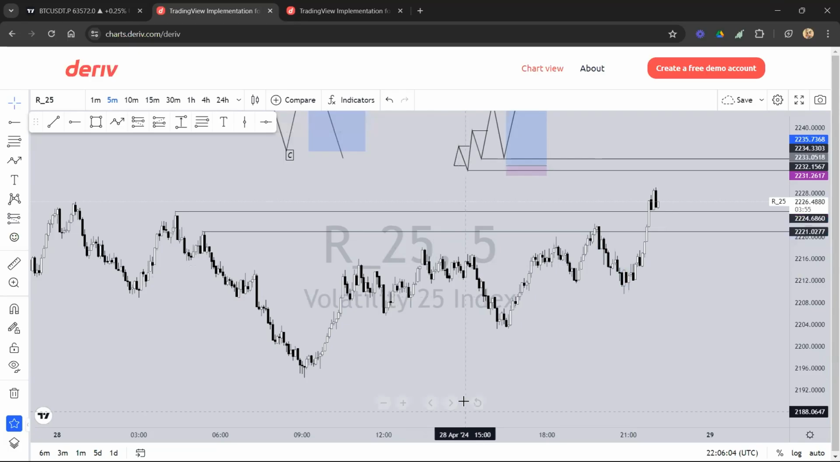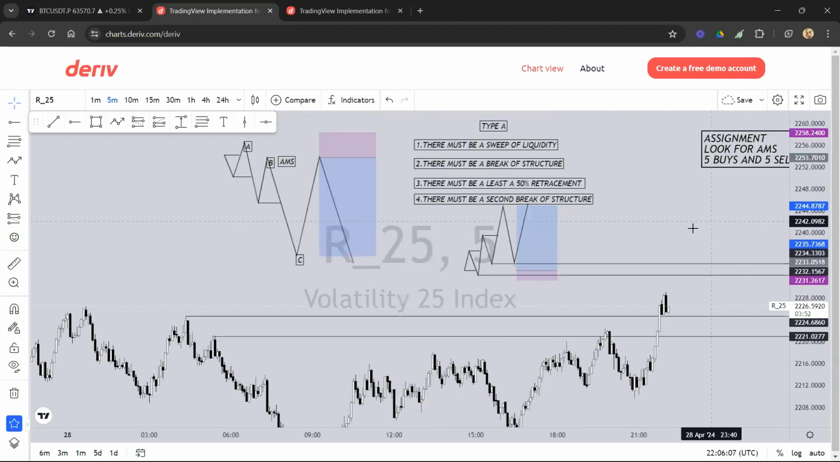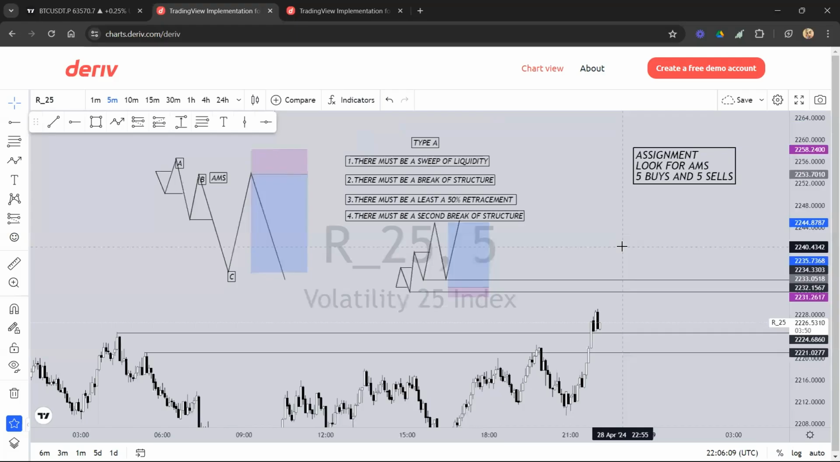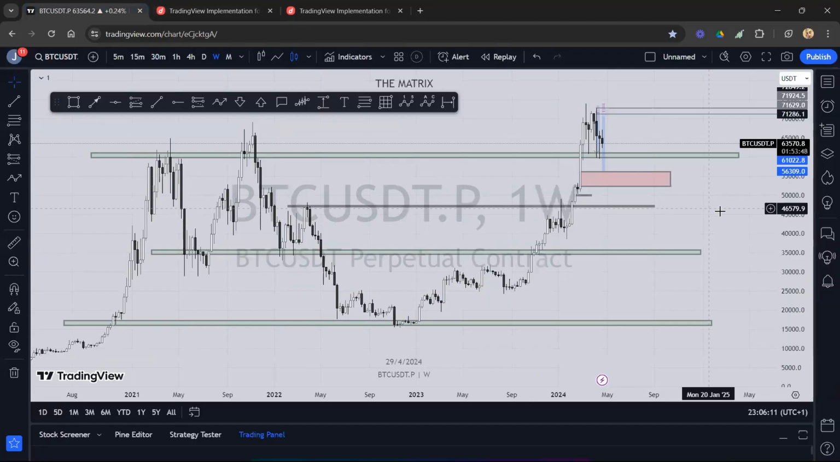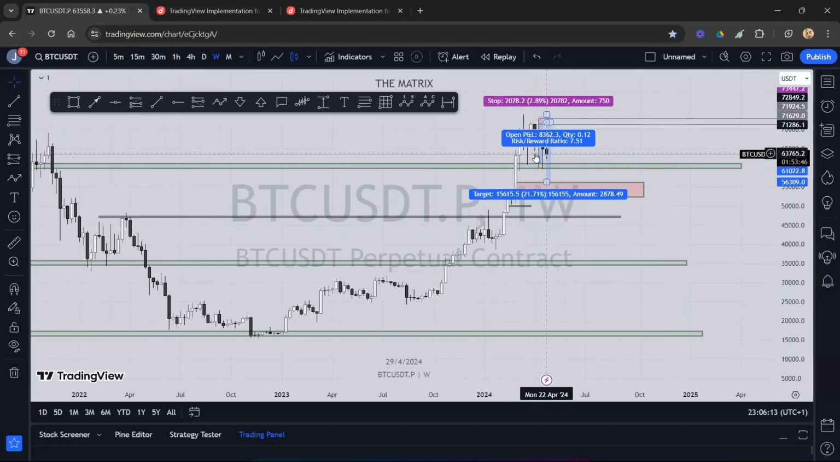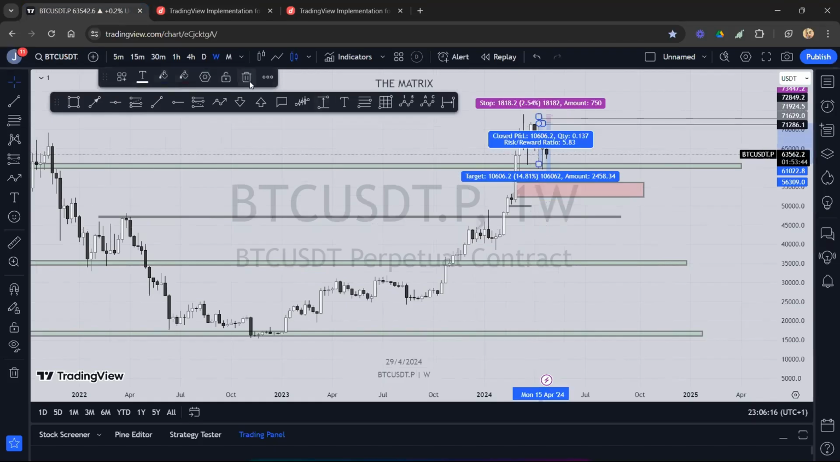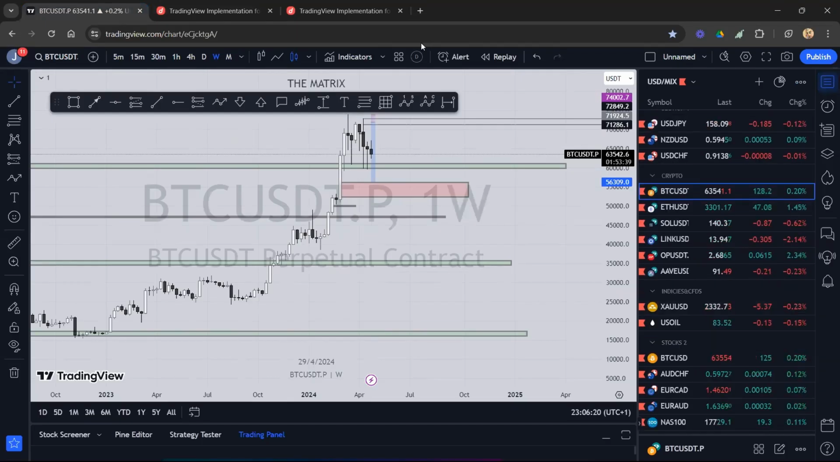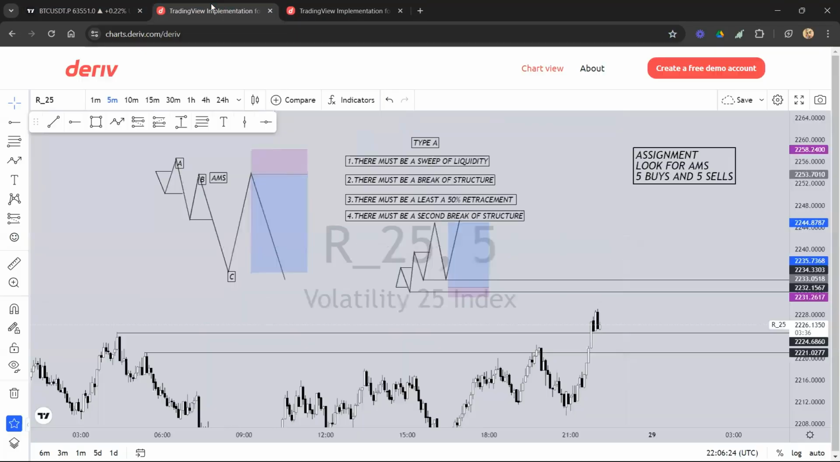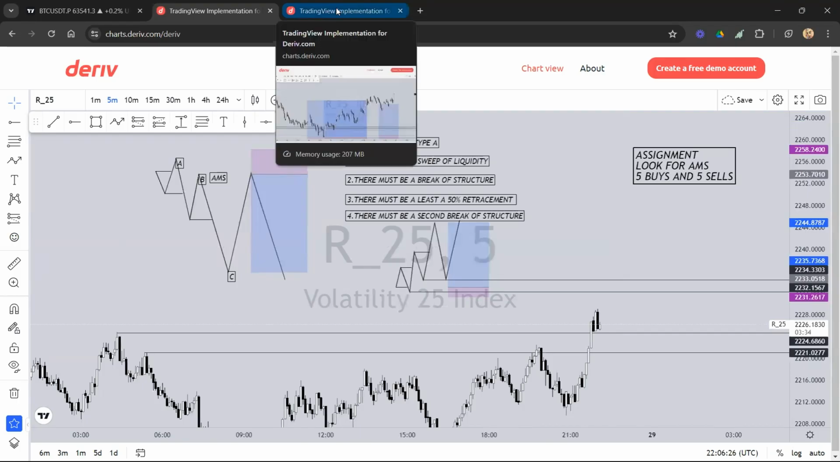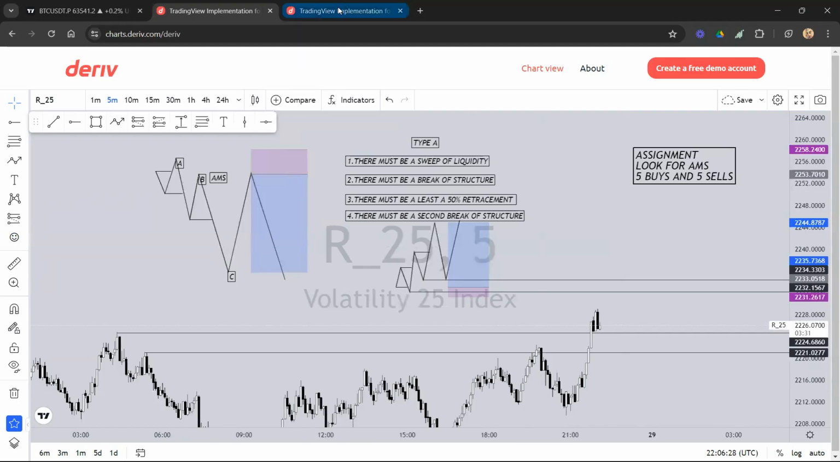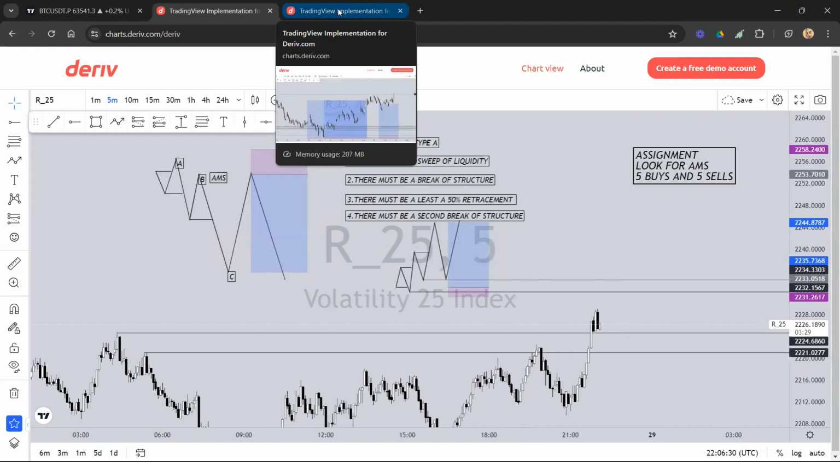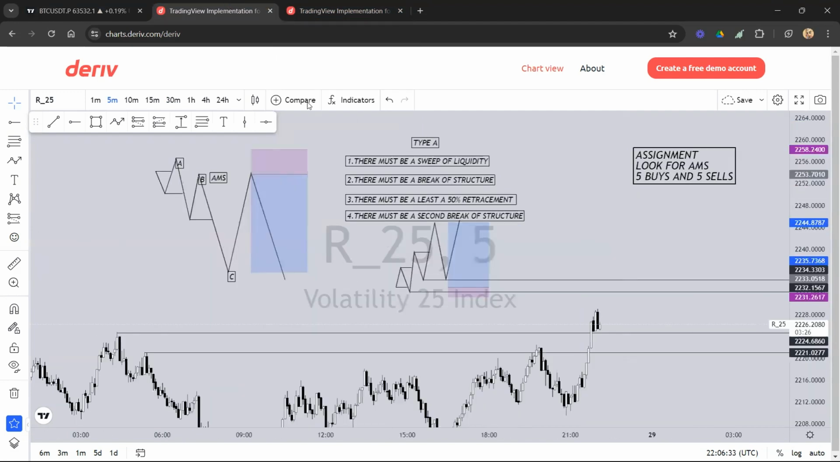So you do the assignment, 5 buys and 5 sells for me. Okay. So first we have to draw our key levels, right? Yes, you just have to have your key levels, although I'm not asking you to draw key levels in this assignment. A key level doesn't have to be shown. Just find 5 AMS for me, 5 buys and then 5 sells, total of 10.